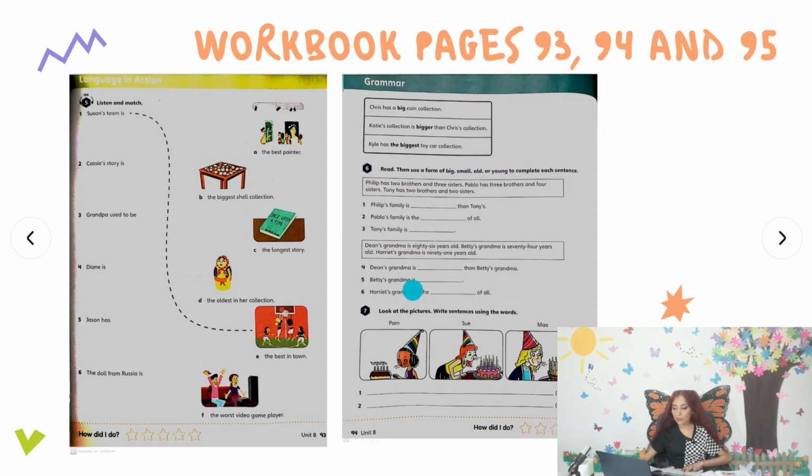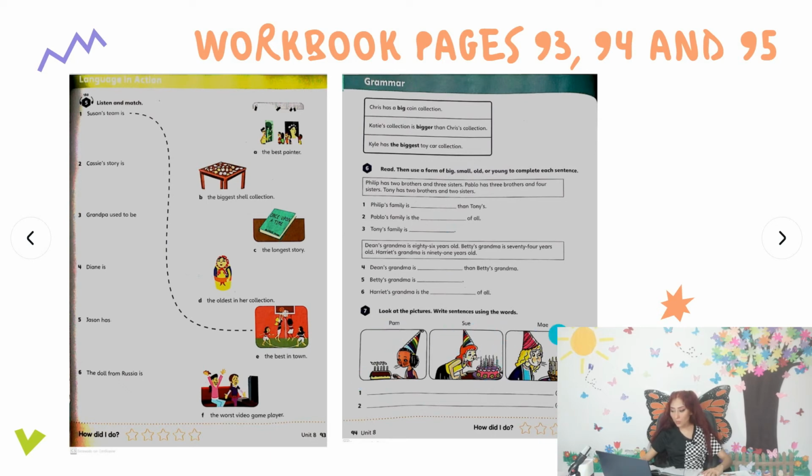Number 5, Betty's grandma is... Y aquí no estamos comparando, así que vamos a dejar el adjetivo tal cual. Number 6, Harriet's grandma is the blank of all. Superlative. When it says of all, it's because we are comparing one person with the rest of the persons or the people in the group, okay? So it's a superlative.